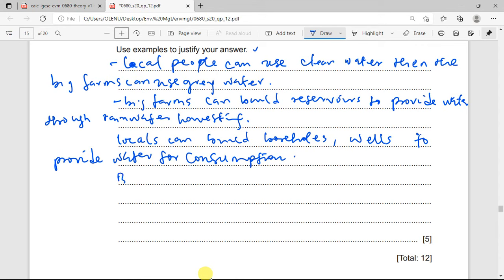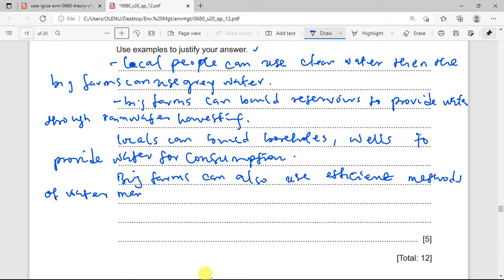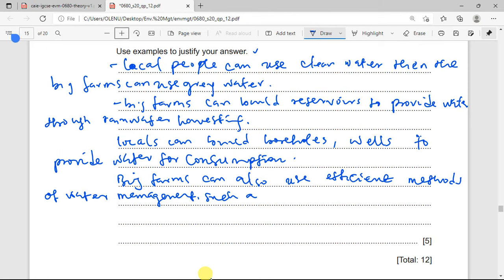Big farms can also use efficient methods of water management, such as drip irrigation method. They can also use pot irrigation method and discourage flood method.